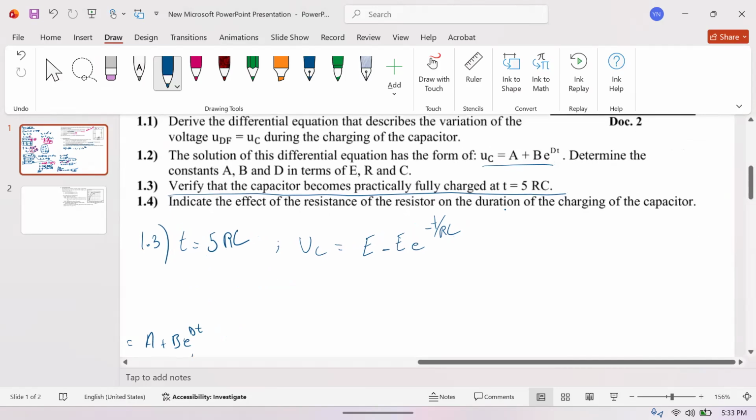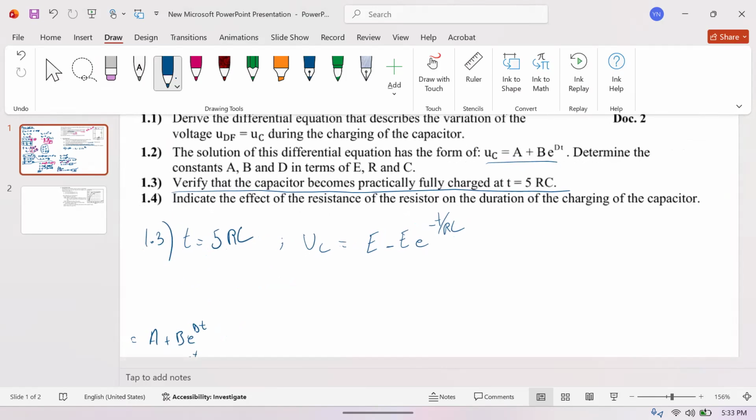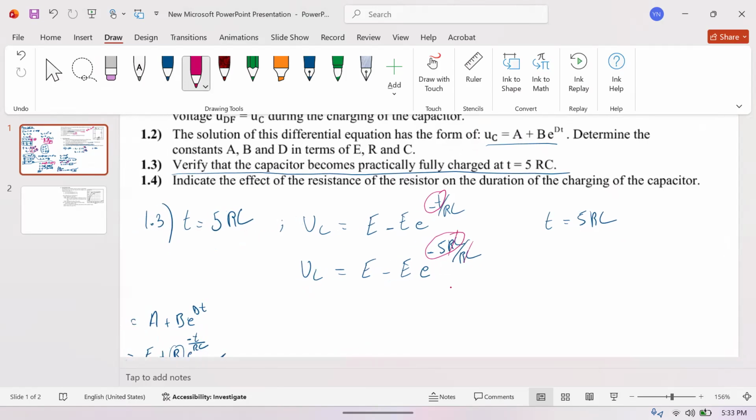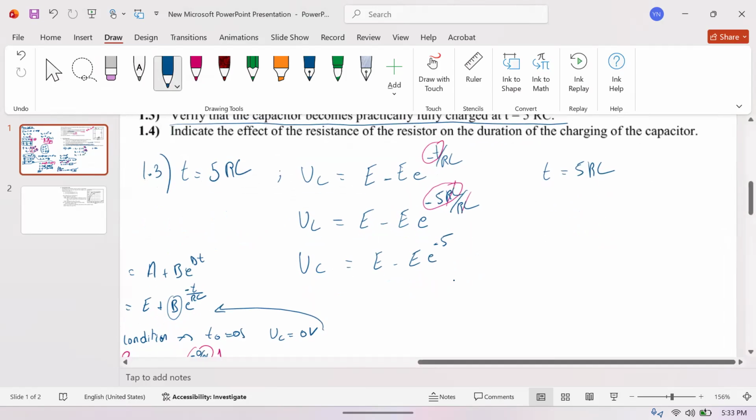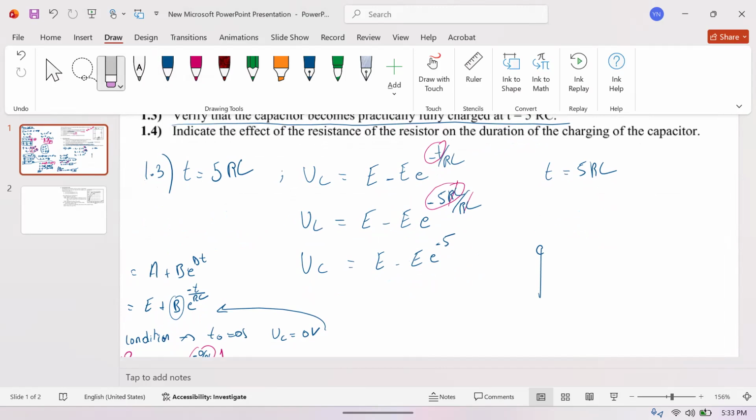So I replaced A, B, and D. Now they're telling us that the time, in this case, is 5 RC. Okay, let's do that. You see when the time is 5 RC, it is E minus E e to the minus 5 RC over RC. So instead of the time, we will simply put 5 RC. RC and RC, obviously they have to be removed. And UC equals E minus E e to the minus 5. And if you get the value of e to the minus 5, it should be something very small, like 0.006, I think.